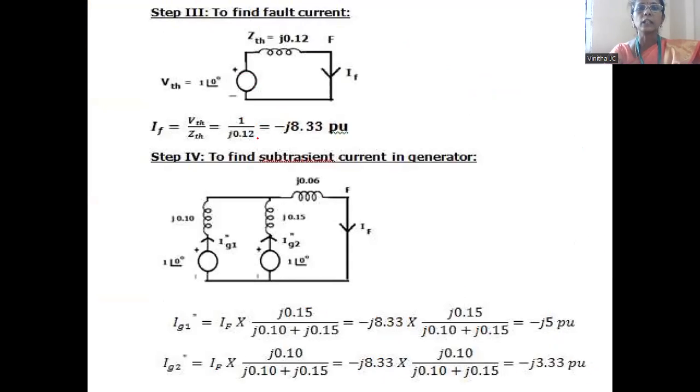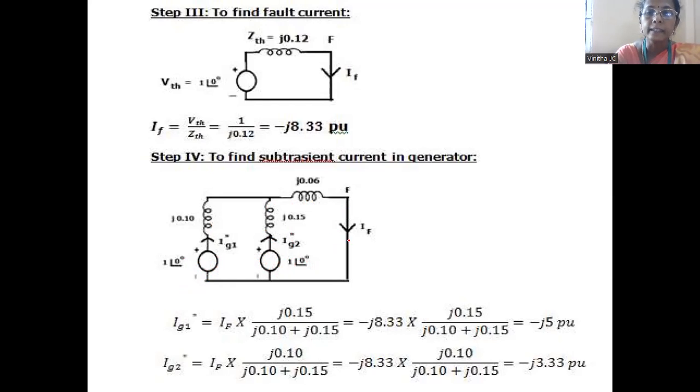Now here we need to calculate the value of the subtransient fault current. In order to find the subtransient current in the generator, we have to redraw the circuit diagram. So how to draw the circuit diagram? Here we have two generators. That is, we need to calculate the subtransient current through generator G1 and generator G2. So for this, we can redraw the equivalent circuit with two generators G1 and G2. First generator and its corresponding reactance, second generator and its corresponding reactance, and its voltage is 1 angle 0 degrees.